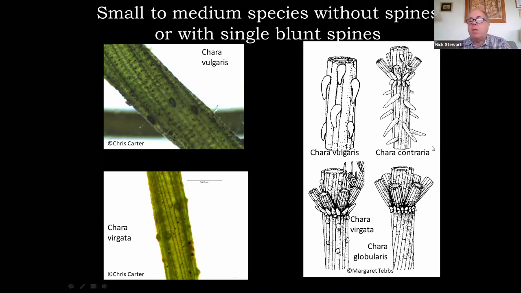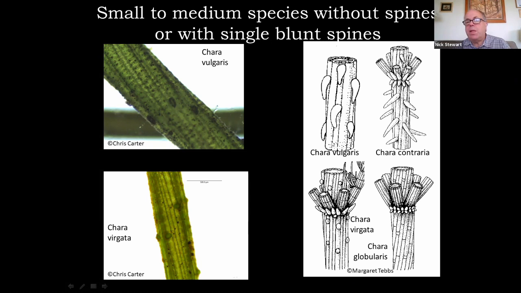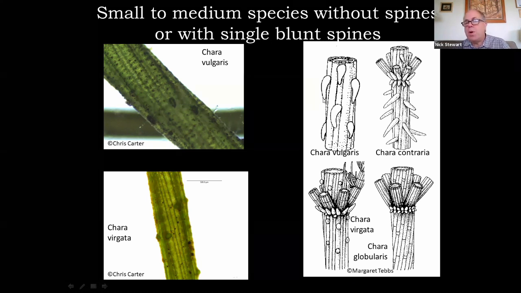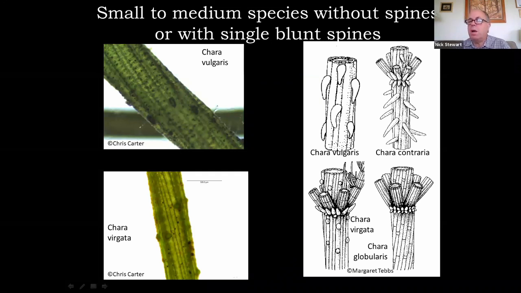I would just add, though, that between Chara vulgaris and Chara contraria, if spines are reasonably developed, they tend to be quite appressed in vulgaris, whereas they tend to stick out from the stem much more in Chara contraria. So that is something that you can often see in the field, and that can help to pick out the difference between the two, because they do look quite similar in appearance.